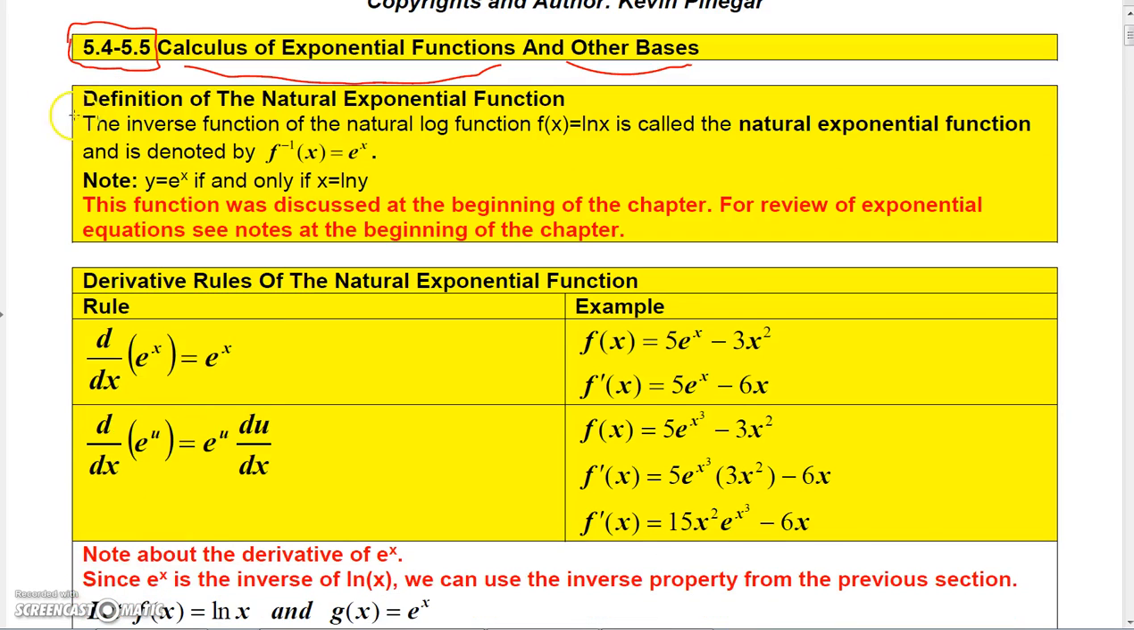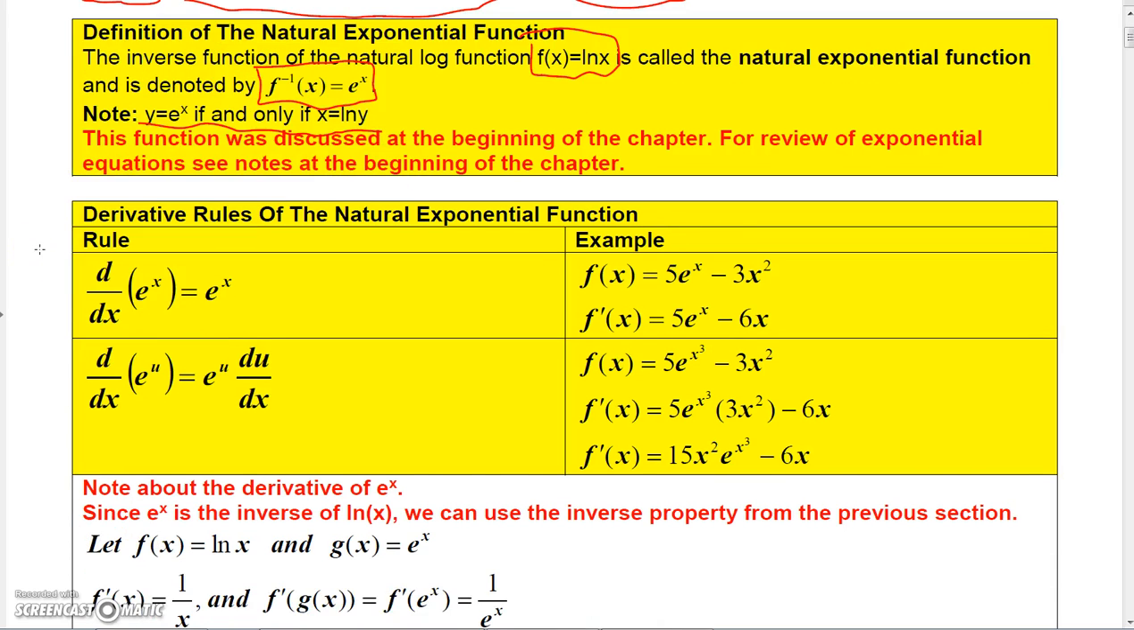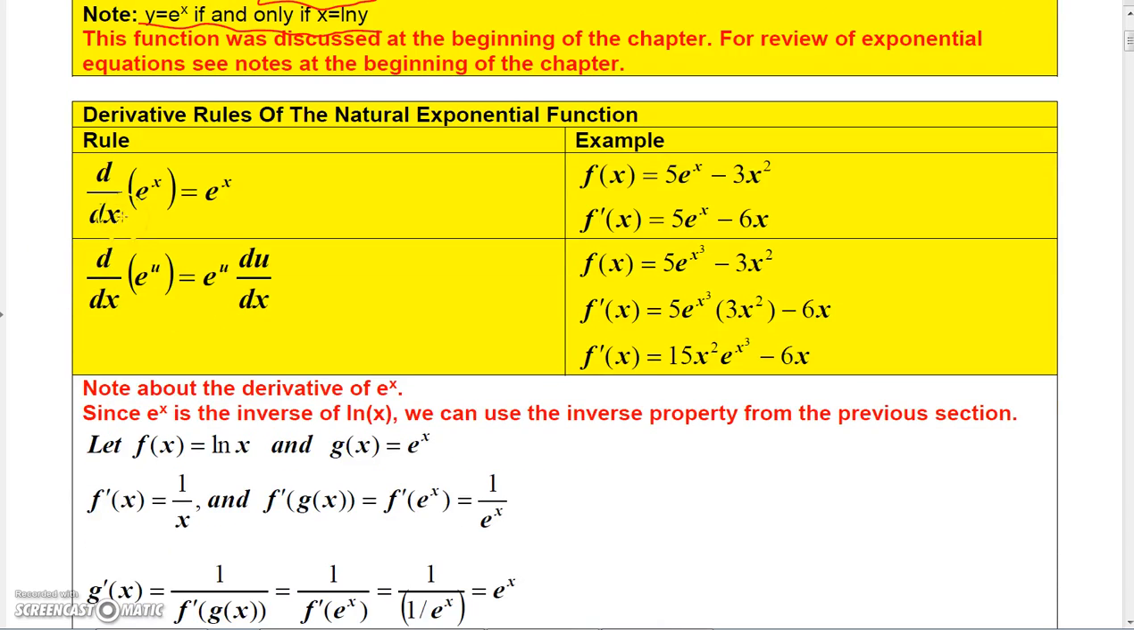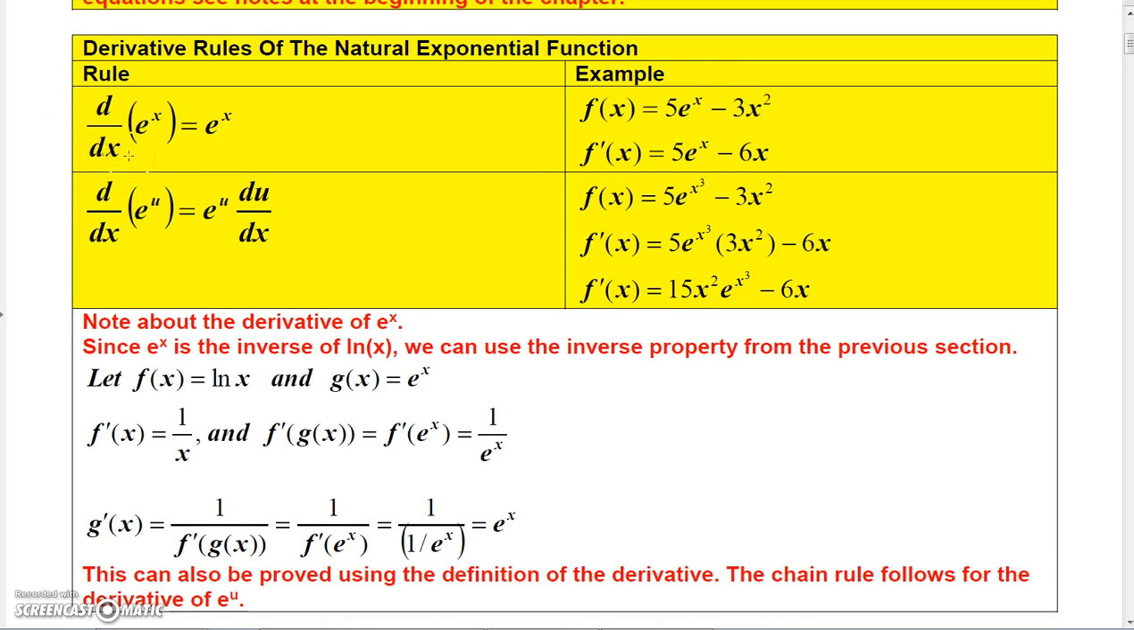Okay, so one way to give the definition of the natural exponential function is to talk about it from the vantage point that it's the inverse of the log function. So the inverse of this natural log function is actually the exponential function e to the x. And remember, y equals e to the x if and only if x equals the natural log of y. And this function was discussed at the beginning of the chapter, so if you want a review of exponential equations and properties, then see the earlier notes.